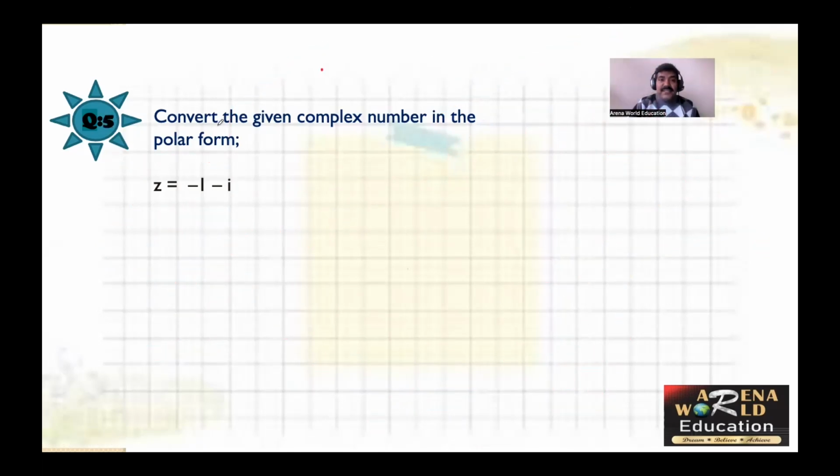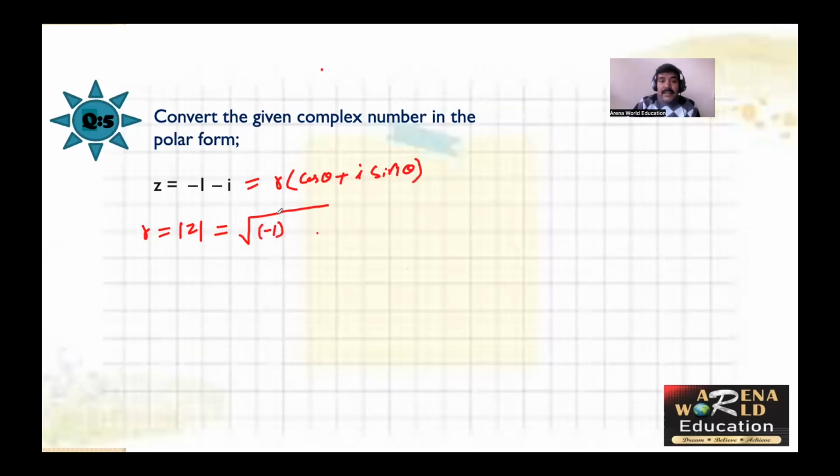Question number 5 is convert the given complex number in the polar form, right? So just like previous question, what we have to do, we have to convert this into r into cos theta plus iota into sin theta, right? Now, what is the first step? We will find r, and r is modulus z, right? So how to find mod z? Yes, it is under root of what?